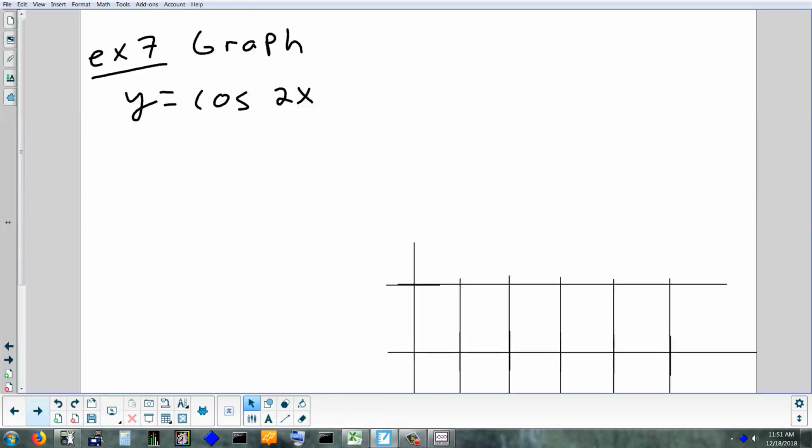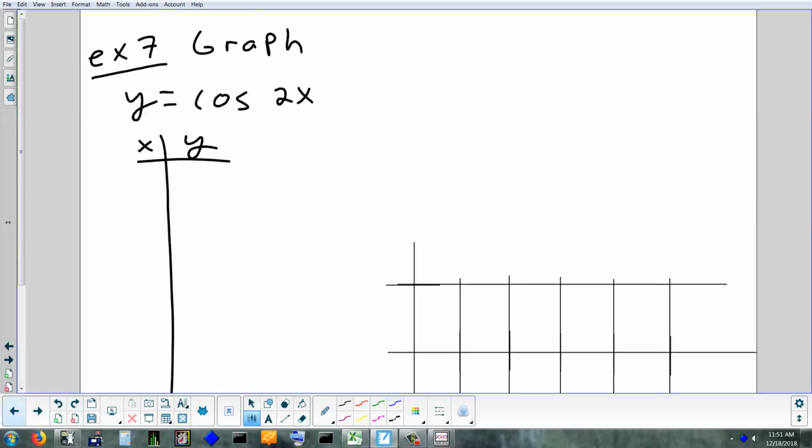All right, let's try this one. Y equals cosine 2x. Okay, what column stays the same? The y's. 1, 0, -1, 0, 1. Now, what do I do to all my x's?